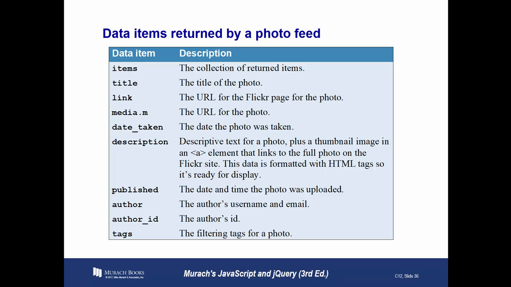Now, the table shown here, on page 361 in the book, summarizes the Flickr data items that are returned from a photo feed. The items data item represents the collection of returned items. You can use this as the first parameter in the each method, so you can loop through and process each item. Then within the callback function, you can use the other data items in the table. The example here is designed to show you how this works.